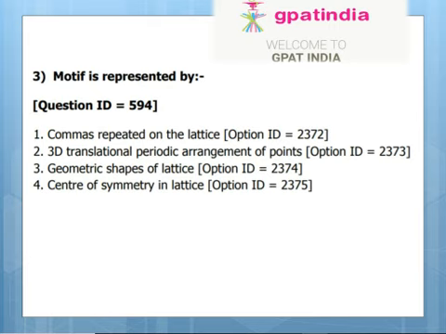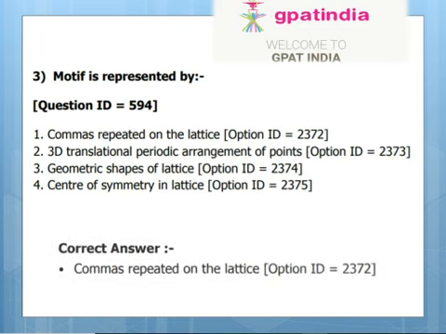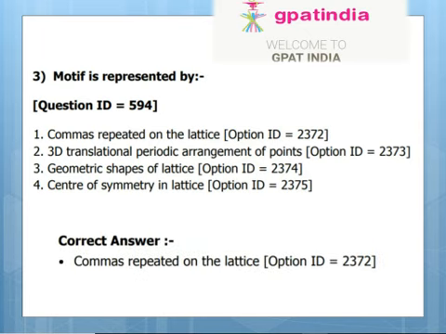Third question, motif is represented by. So first of all, think where is the motif. I think it should be in crystallography, the physical pharmacy, and it is asking: commas repeated in the lattice, 3D translational periodic arrangement of points, geometric shape of the lattice, center of symmetry in the lattice. The correct answer is comma repeated by lattice.